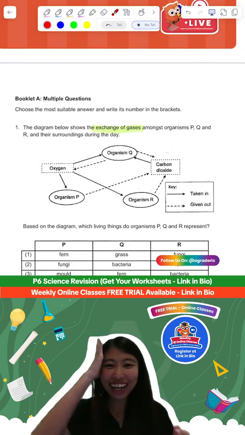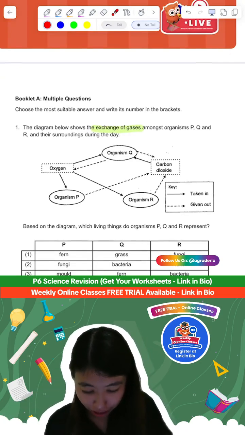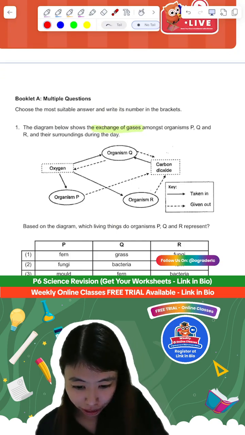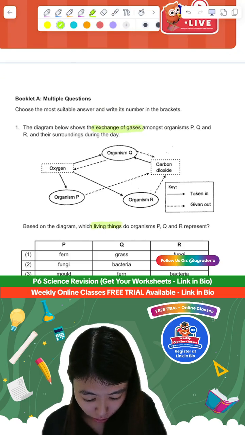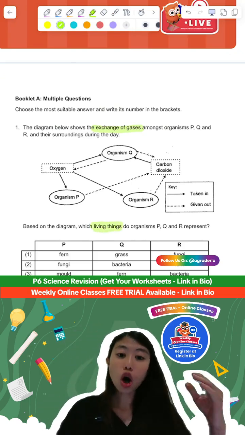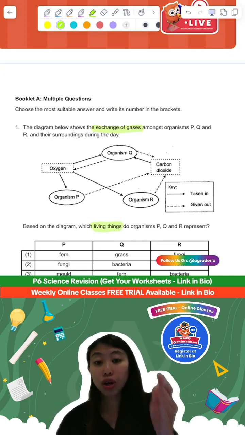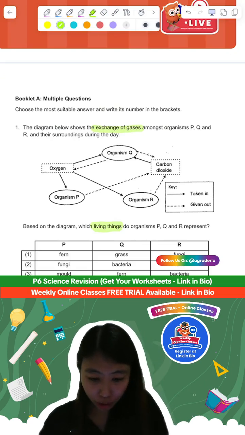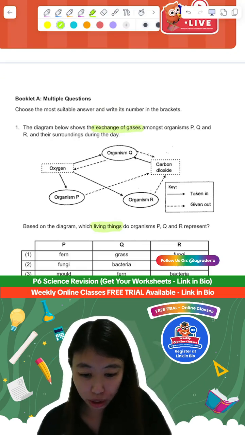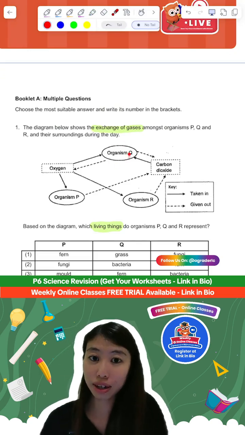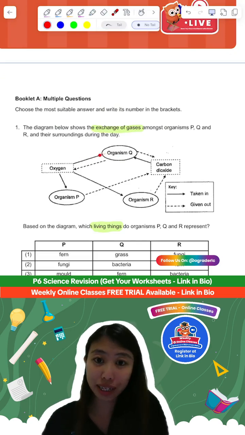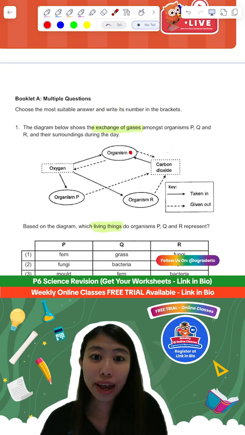Okay, so over here, based on the diagram, which of the living things do organisms P, Q, and R represent? So let's focus on living things here. Always look at the direction of how oxygen and carbon dioxide move. If you look at this carefully, what do you notice about this living thing here? We know this arrow means it's taken in. Oxygen is taken in, and you can see from this arrow, oxygen is given out.